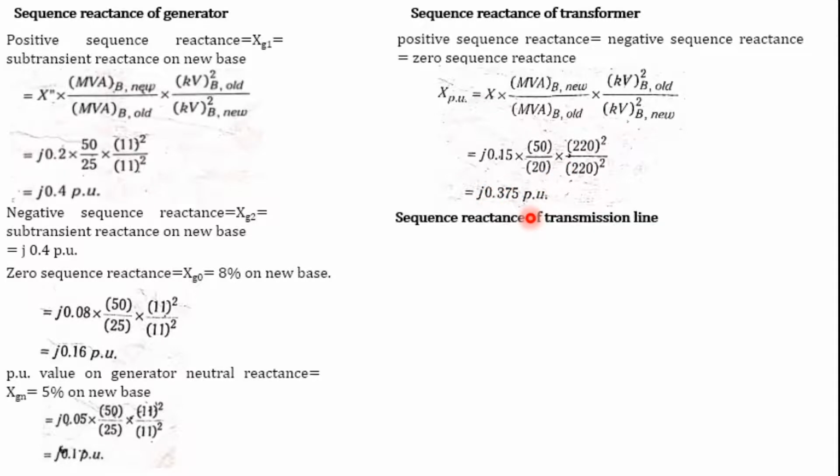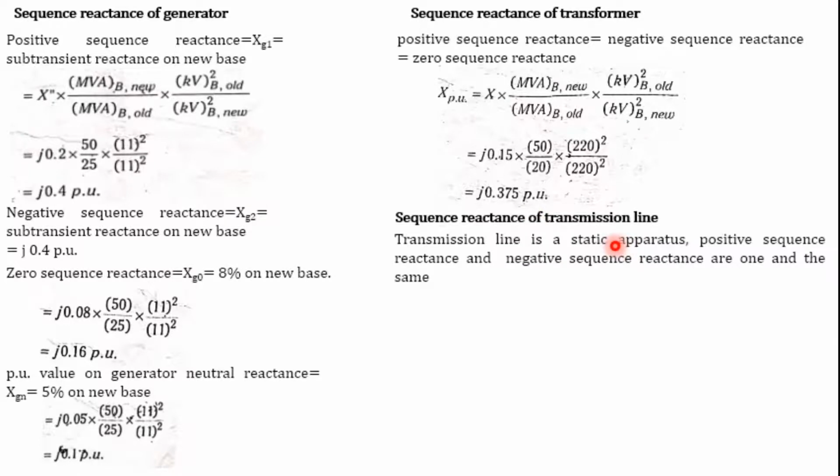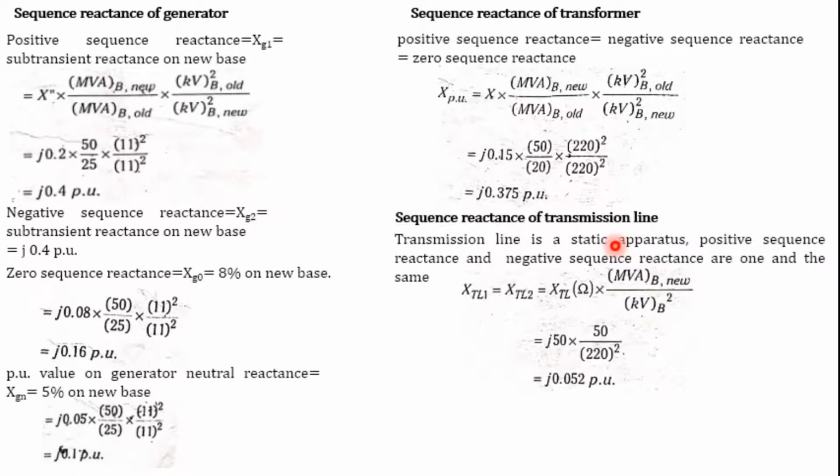Then for the transmission line we have a different formula: X per unit new is equal to X in ohms times MVA base new divided by kV base square. Positive is equal to negative for the transmission line. The reactance is in ohms, new MVA is 50, and the transmission line voltage we consider is 220 squared. The value we get is 0.052 per unit.